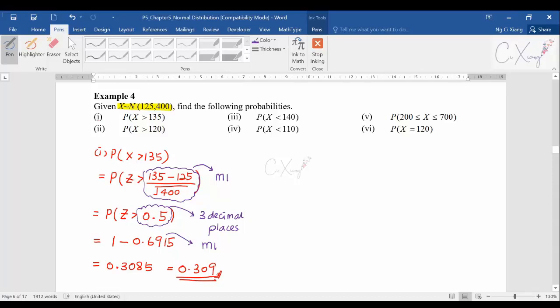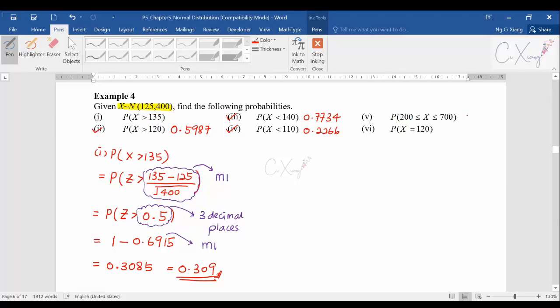Okay, so this is what we have for example 1, how to standardize the variable x to become z. Question number 2, 3, 4, I want you to try out on your own. So I just leave the final answer here. For example 2, you should get 0.5987. Then this one is 0.7734. This one is 0.2266. Okay, so if you want to try it out, you can also try out this 5 and 6 first.